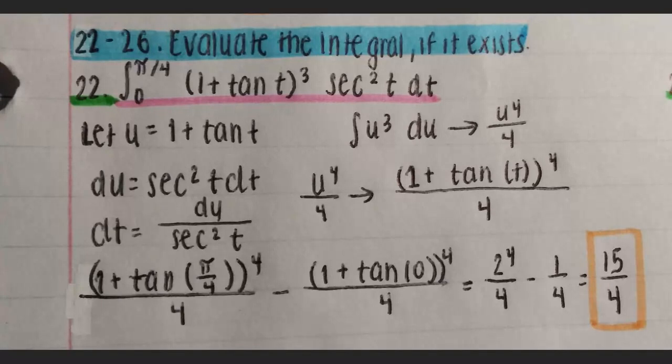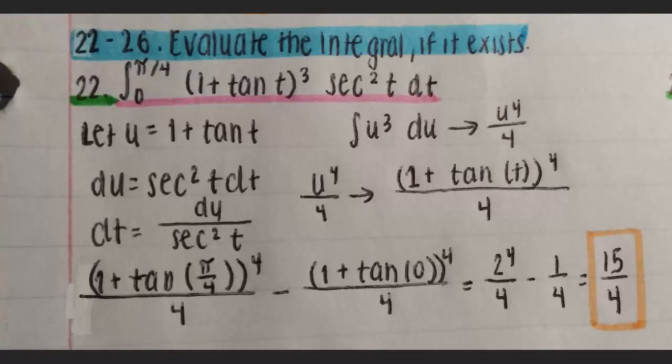Okay, so for number 22, we were asked to evaluate the integral. In this case, I let u equal 1 plus tangent t. So du would be secant squared t dt, and if we move du and secant squared t to one side, dt would equal du over secant squared t. So in that case, we plugged in dt.